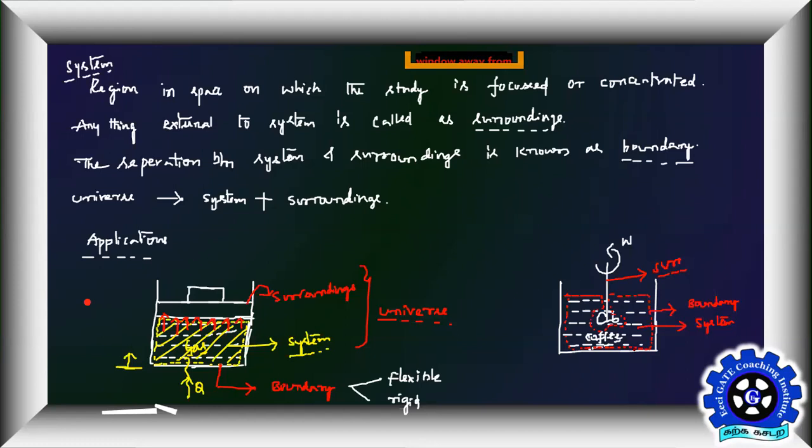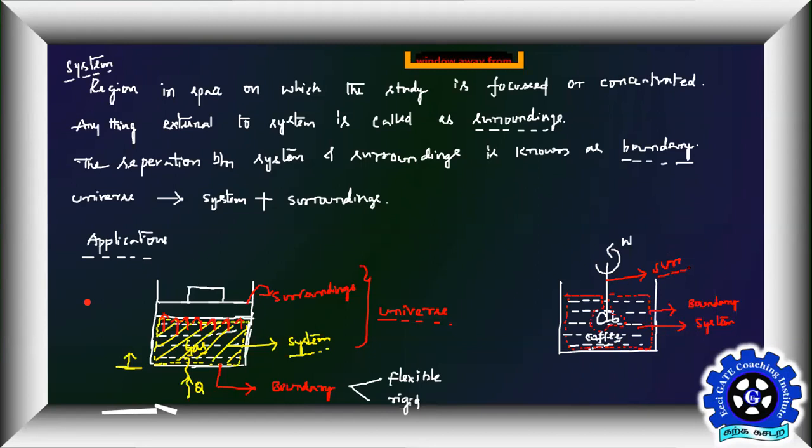Just to understand it very easily, I use some kind of coffee application, whatever you see in our kitchen or in our home. So is it clear how to identify a system, boundary, and surroundings? Any doubts? Or shall we go to the next topic?